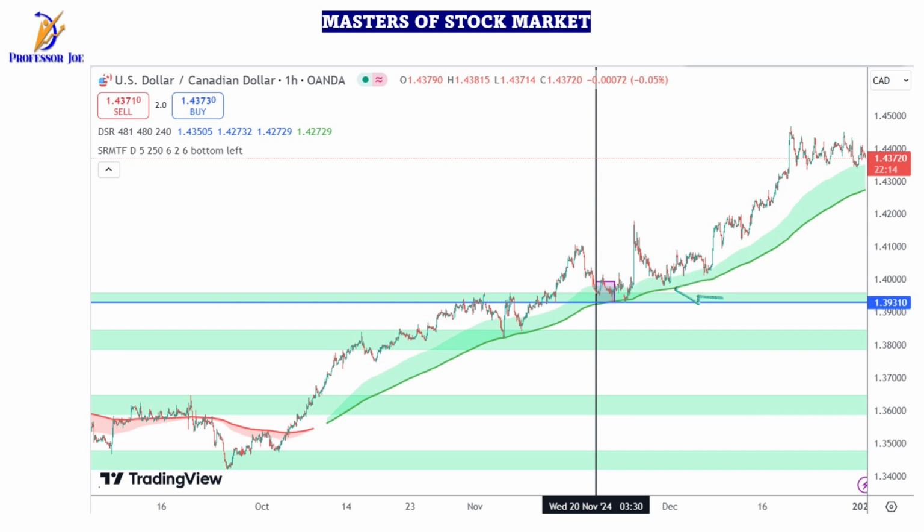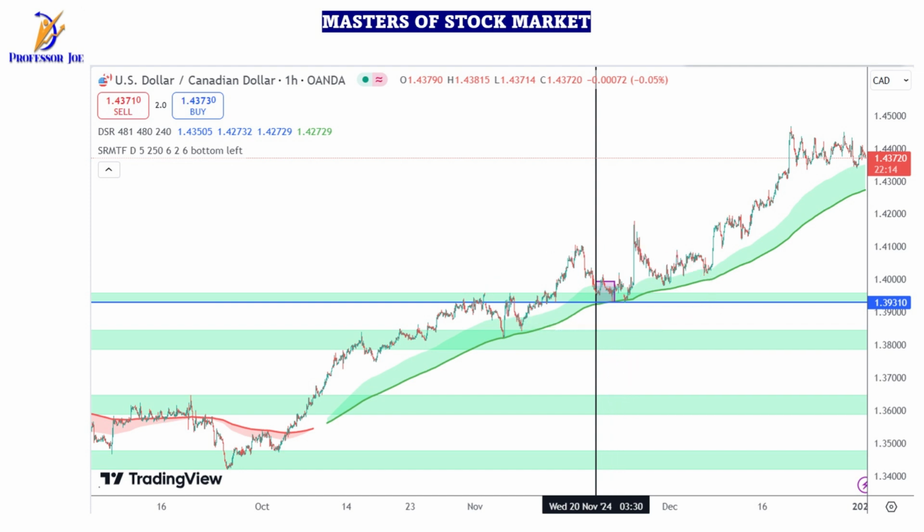And over here, you can see it is in a confluence area of the support and resistance, that is the structure support and resistance, and a dynamic support and resistance, which is the moving average support and resistance. So this is a perfect point to enter a trade.